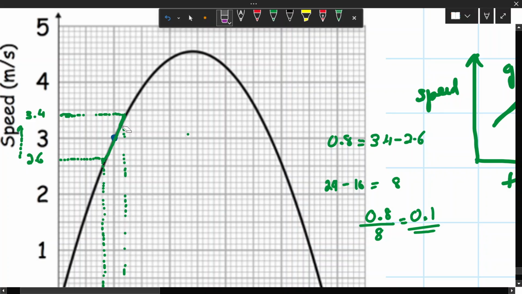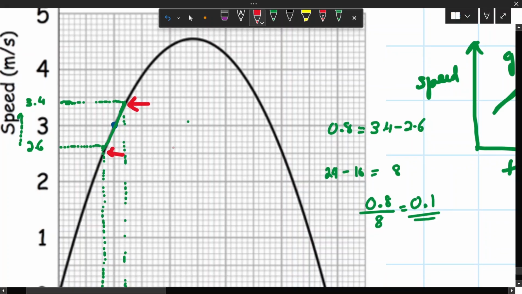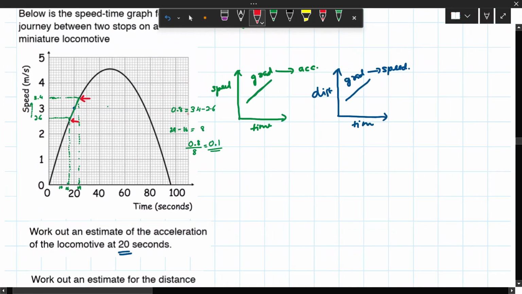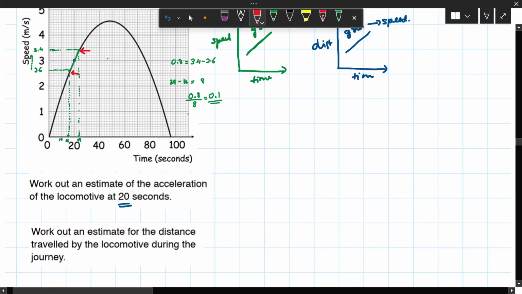Try to keep it long enough in such a way that it's easy for you to calculate, but make sure your graph doesn't spill out of the original graph. The better you put that, the better you try to fit it into your curve, the better would be your answer. Okay, last one. Work out an estimate for the distance traveled during the entire journey.